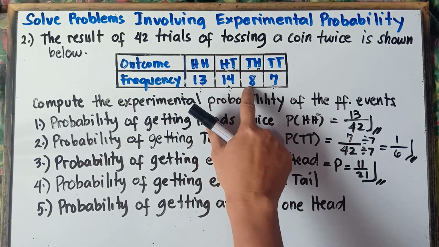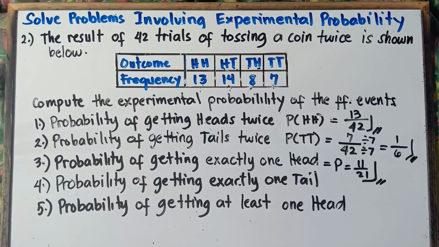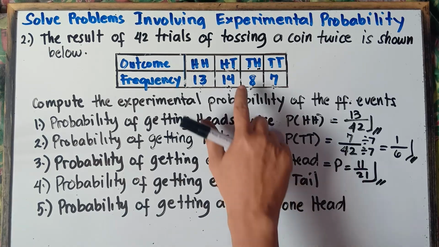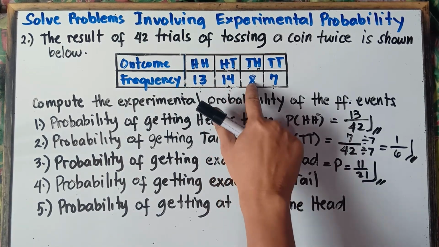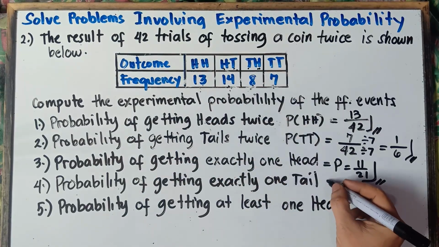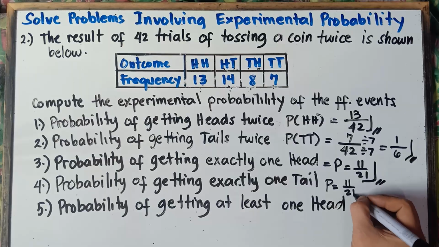So that would be 14 plus 8. They will have the same answer, class. Once again, class, probability of getting exactly one tail. This one is exactly one tail. This one is exactly one tail. They will have the same answer. So probability is equal to 11 over 21.